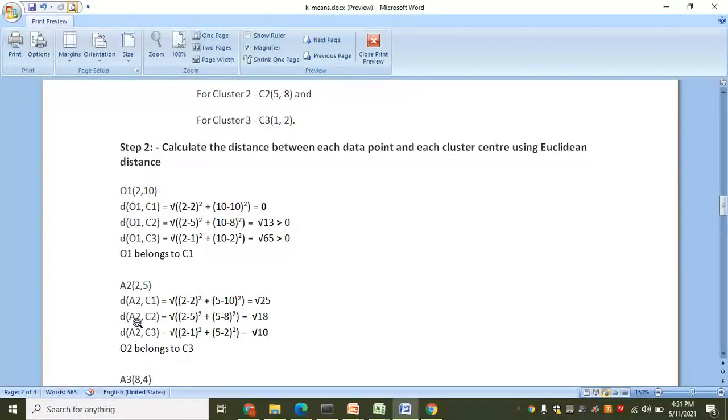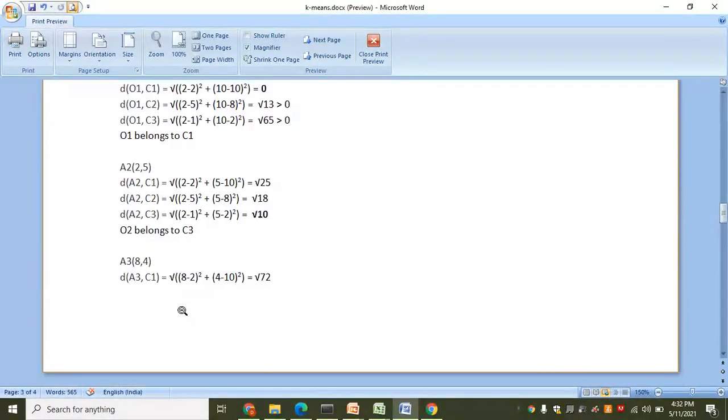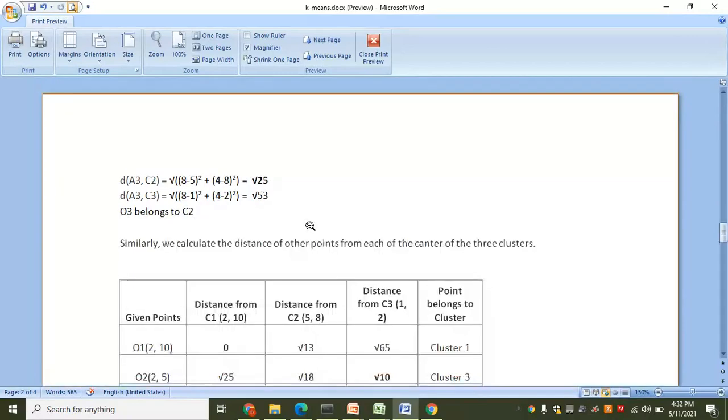And then we need to calculate the distance between O2 and C2, and O2 and C3. Out of these three distances, square root of 10 will be the minimum. So we will be assigning O2 to the cluster C3 because O2 is nearest to the centroid C3. Similarly, the point O3 belongs to C2 because its distance to C2 is minimum, square root of 25. So we will be assigning O3 to the cluster C2 because O3 is nearest to the centroid C2.